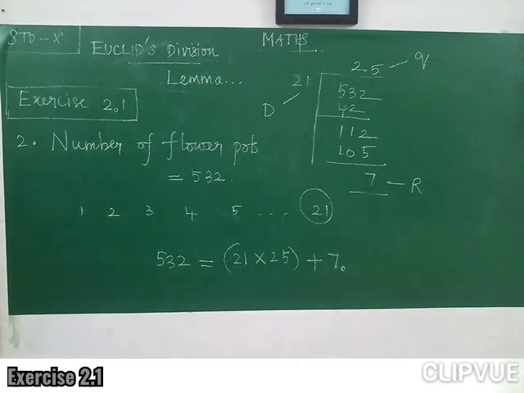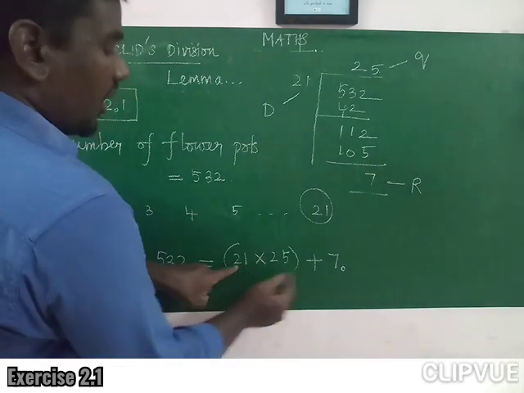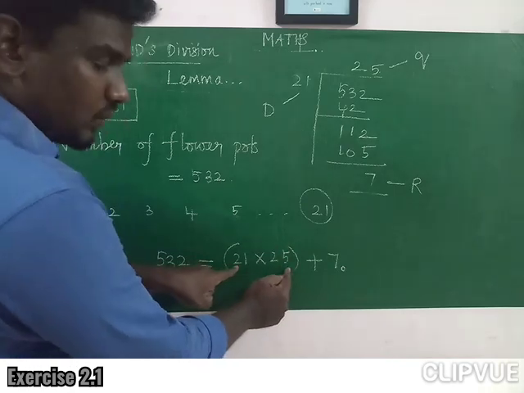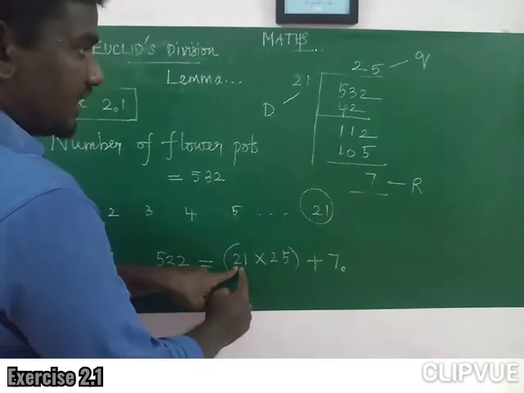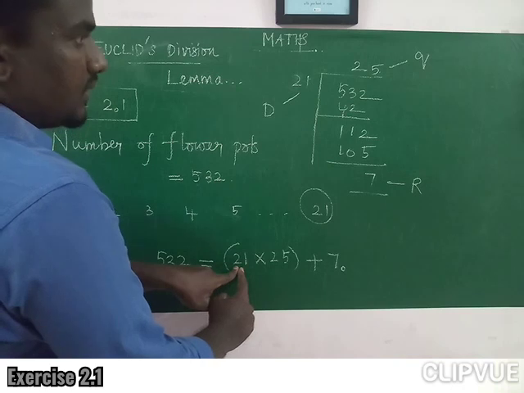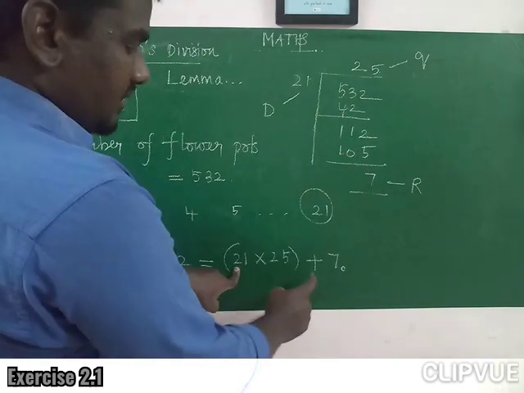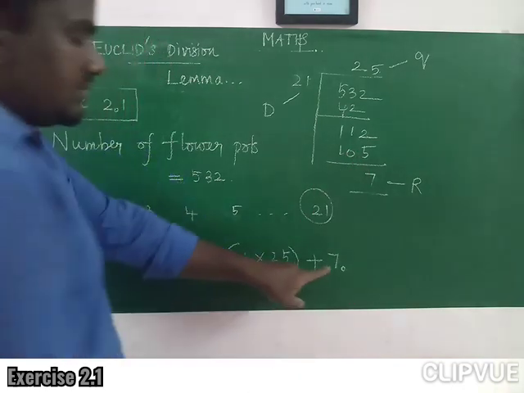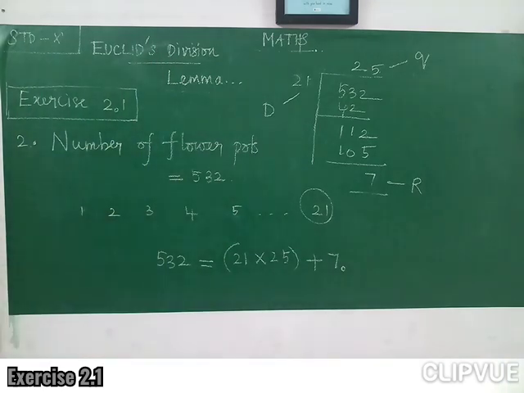So in a row there are 21 flower pots. How many rows? 25 rows. 25 into 21 is 525, and if you add 7 you get 532. So how many flower pots are left over? 7 flower pots are left over. So 25 complete rows.